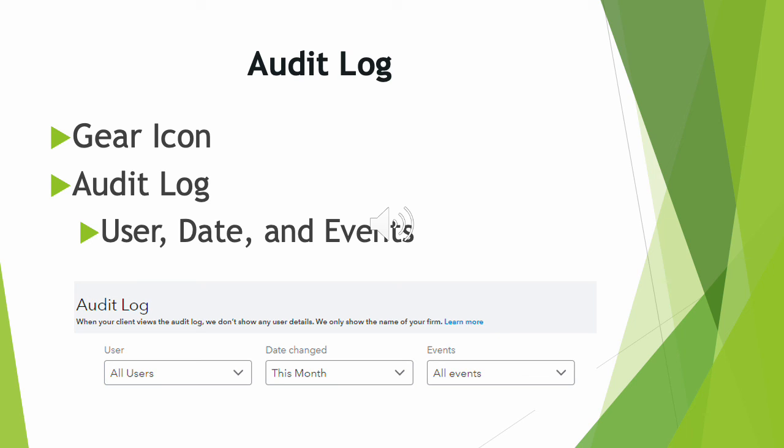The audit log is very important if you're looking for a transaction that maybe was changed, deleted, or voided. It will give you the actual report of when it was voided, when it was deleted, when it was changed, as well as the original transaction, so you're able to recreate that transaction again.